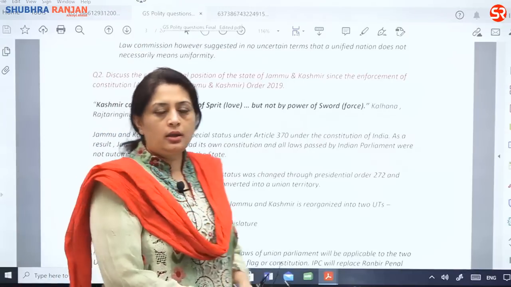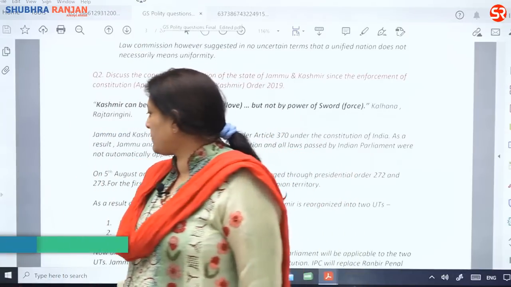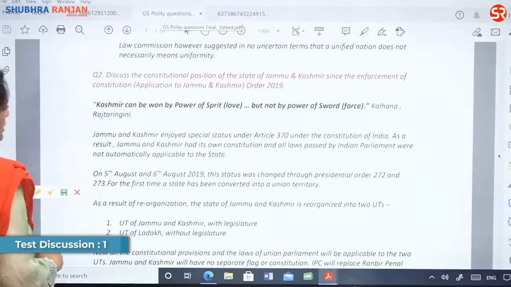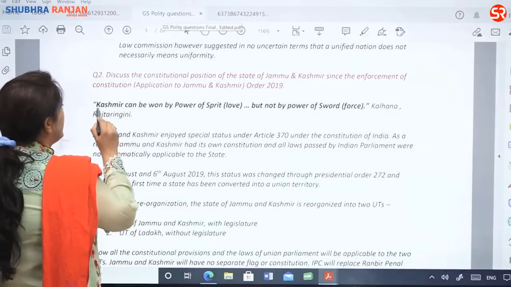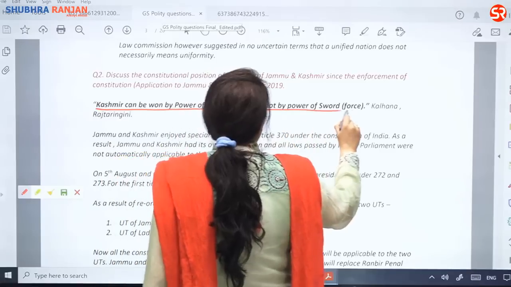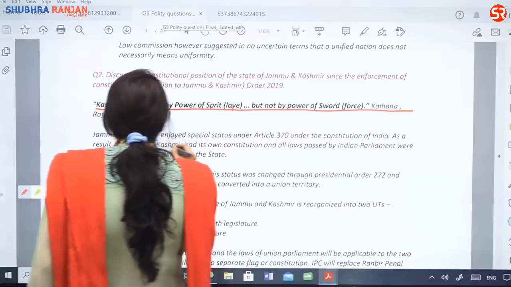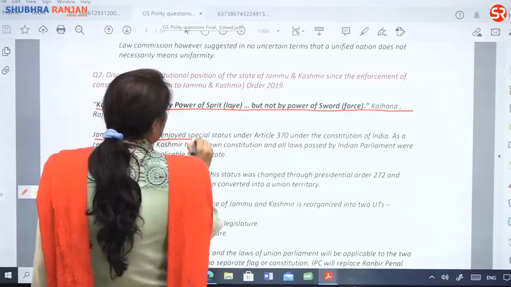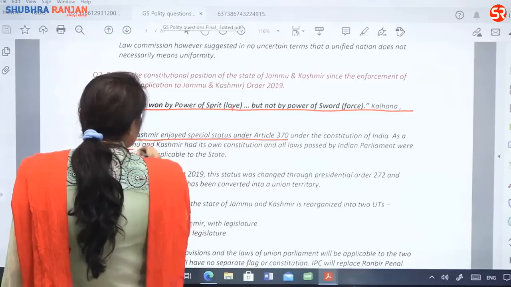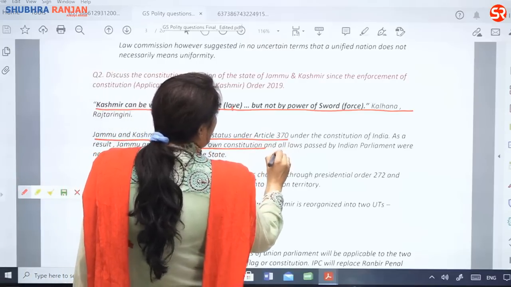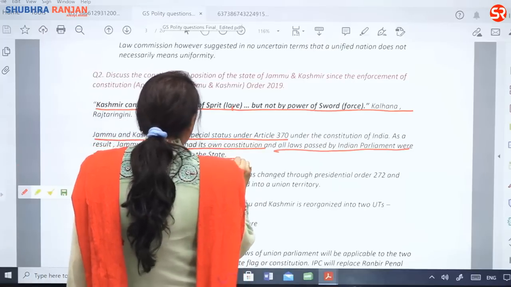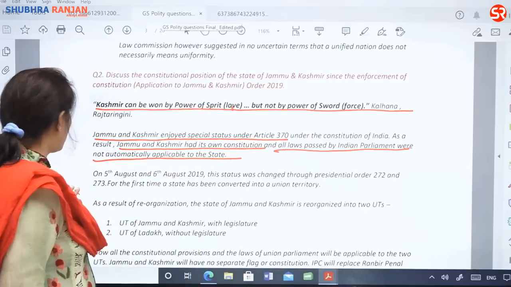Because Kashmir is going to be an expected issue, I have added this quote from Kalhan that Kashmir can be won by the power of spirit but not by the power of sword. So Jammu and Kashmir enjoyed special status under Article 370. As a result, JK had its own constitution and all laws passed by Indian Parliament were not automatically applicable to the state of Jammu and Kashmir.